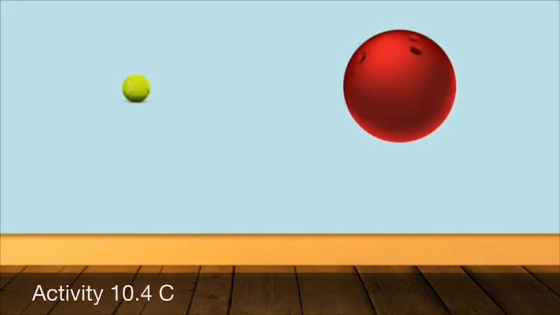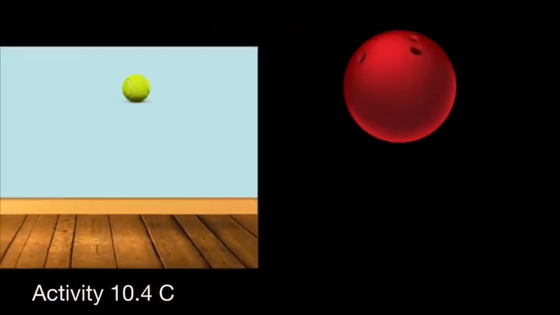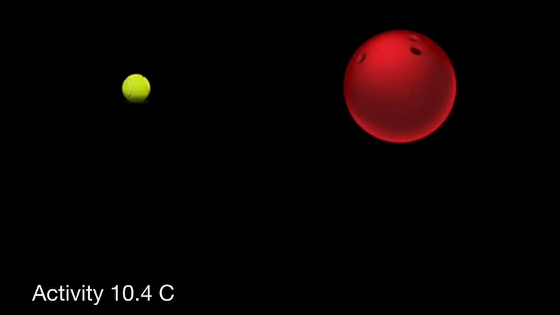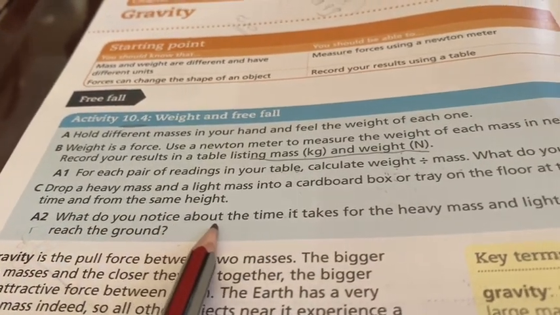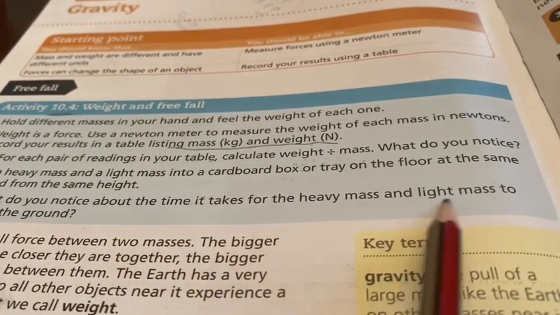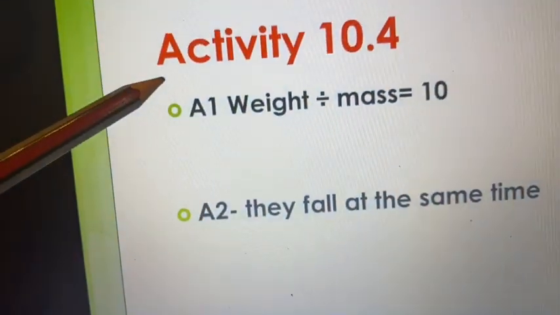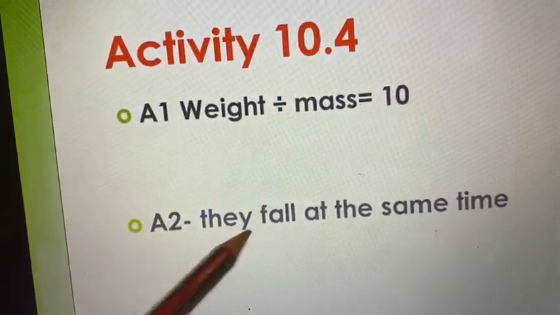Another experiment, they are asking us in C, the same activity. They are asking us to bring two balls with different masses and let them fall at the same time. What do you notice? I want you to try it at home. You will notice that both of them, the heavy one and the light one, will fall at the same time. What do you notice about the time it takes the heavy mass and light mass to reach the ground? Do you have it in your PowerPoint? A2, they will fall at the same time.